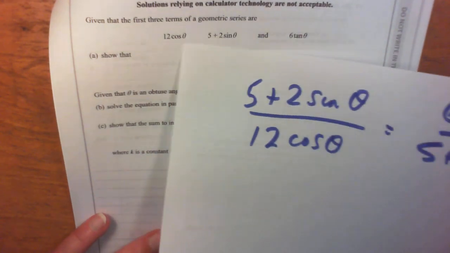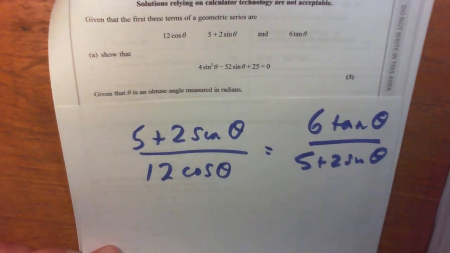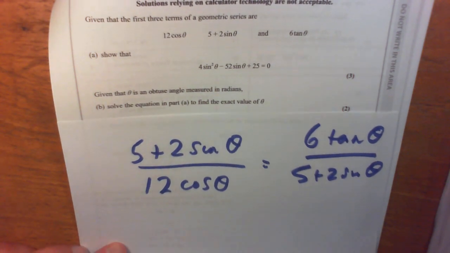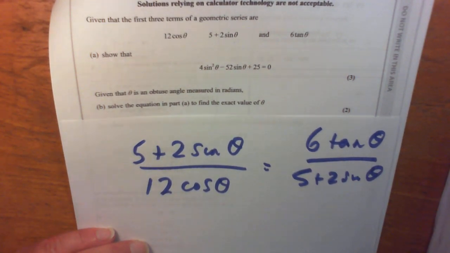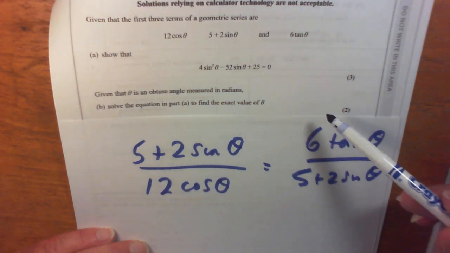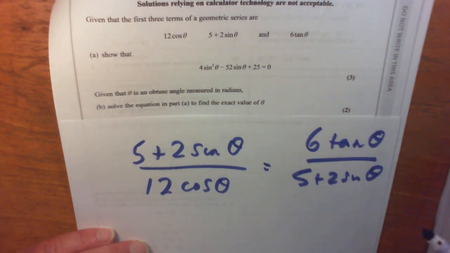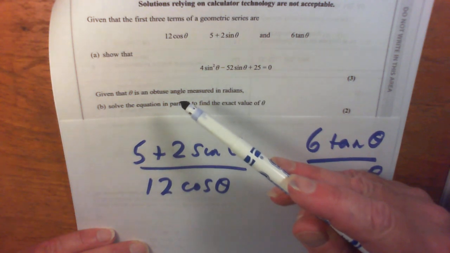So you solve that to find this particular quadratic. It then says, given that theta is an obtuse angle measured in radians, solve the equation to find the exact value of theta. Now this harks back to what I was saying right at the beginning, that some people don't seem to realise that when you're working out with sines or cosines or tangents, then that particular value of sine, cosine or tangent will correspond to two angles between 0 and 2 pi. And that's what happened here. A lot of people just took the principal value of this sine, i.e. a value in the first quadrant. Well, the question does say quite specifically obtuse angle. So you're looking for the value in the second quadrant.